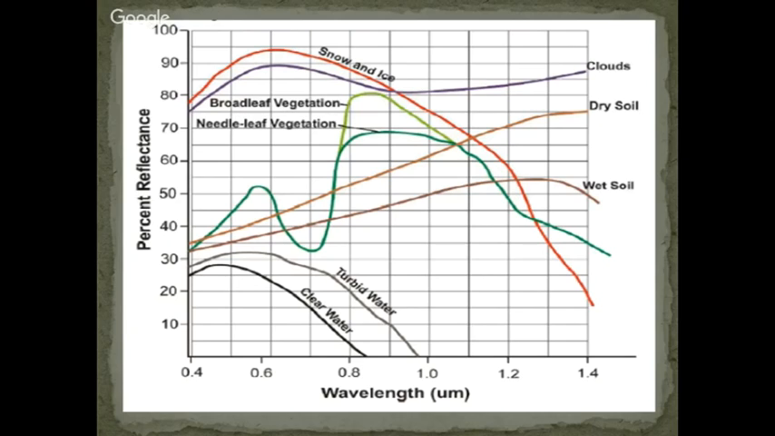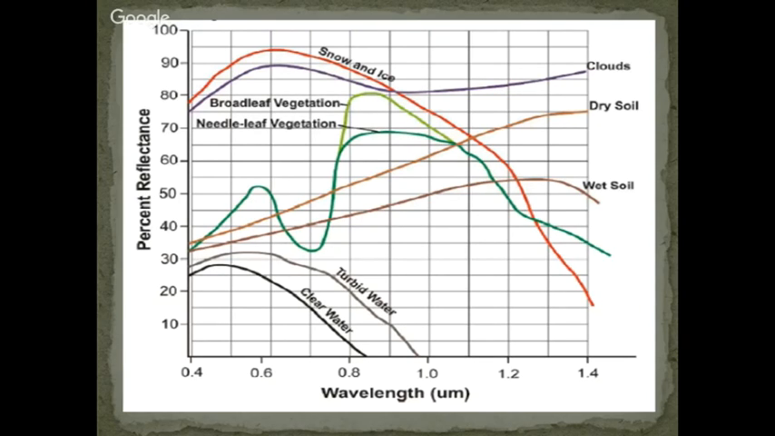So let us start with the vegetation curves. We have two different curves for broadleaf vegetation and needle-leaf vegetation. Broadleaf vegetation, in this case, usually refers to the deciduous kind of vegetation, and needle leaves are the conifers.